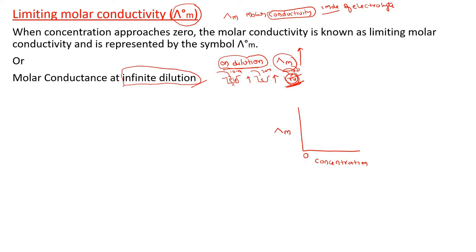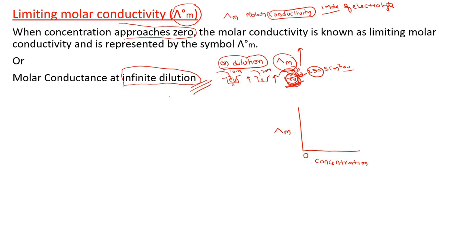So this is called infinite dilution. For example, the conductance is 250 Siemens centimeter square per mole. This 250 is not increasing even if you add further water. So this is called infinite dilution. We can also give the definition like this: when concentration approaches 0, which means highly diluted, infinite dilution, then the molar conductivity is known as limiting molar conductivity.